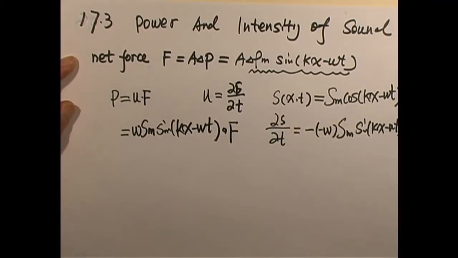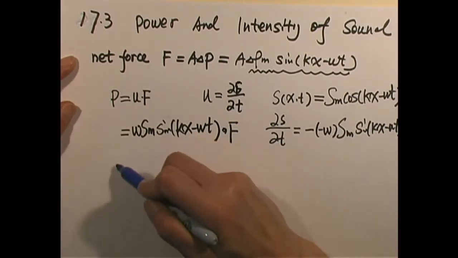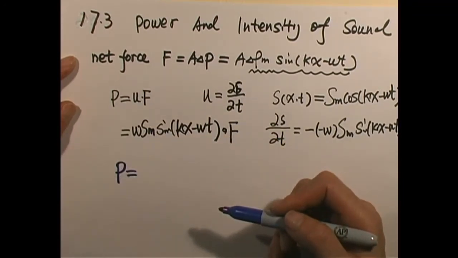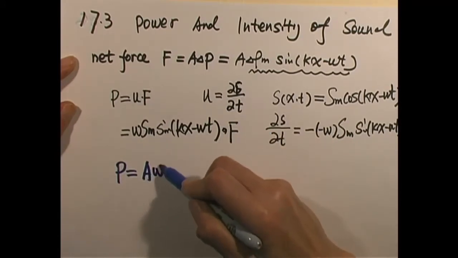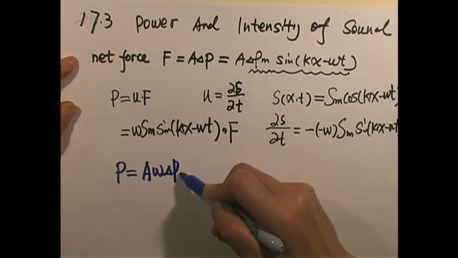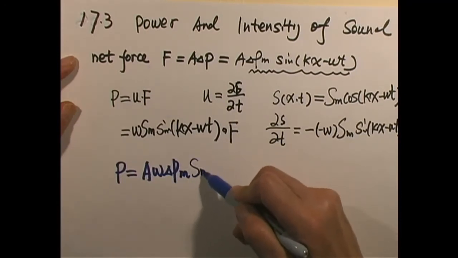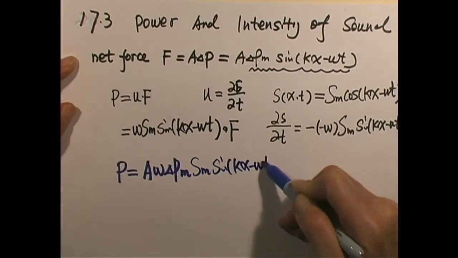The net force F, on the other hand, has such an expression. So if we combine these two, the power being delivered to that slice of moving fluid element equals A, the cross-section area, times omega, the angular frequency associated with the wave, times delta P_m, the pressure amplitude, times displacement max s_m, and sine(kx minus omega t) squared.